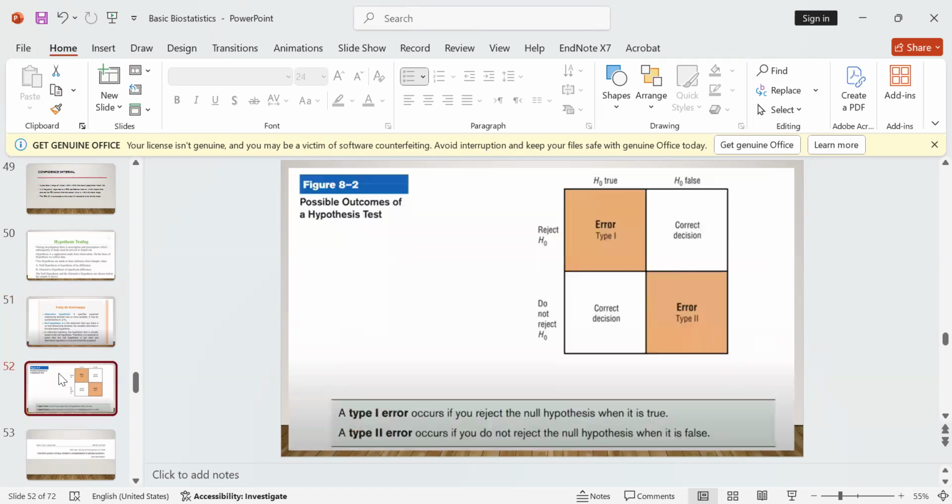Possible outcomes of a hypothesis test. There are two types of errors. A type 1 error occurs if you reject the null hypothesis when it's true, and a type 2 error occurs if you do not reject the null hypothesis when it is false.